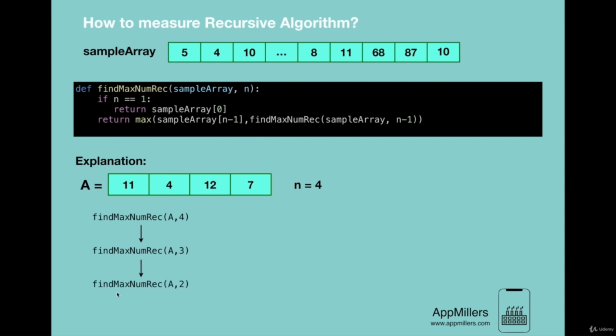Then again, this function goes here and checks the conditions. We see that n is not equal to 1. Then it will call itself with 2 minus 1. Then it's going to be like this. We continue this until we reach where n equals 1. So here we see that we reach the function where n equals 1. In this case, this part of the code will run and it will return the first element from the array. In our case, the first element is 11, so the return from this function will be 11.